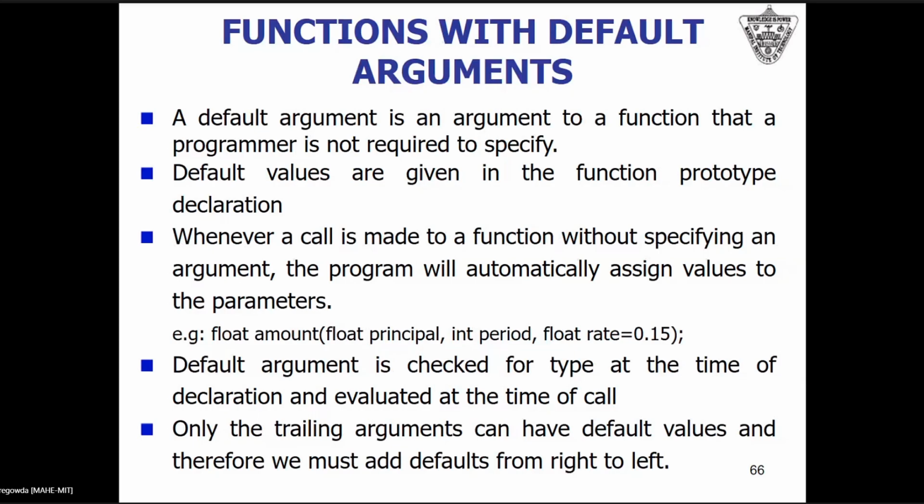These default argument values are supposed to be specified within the function prototype. You need to specify which values you are going to make the default. They are supposed to be specified in the function prototype declaration. So whenever you make a call to a function without specifying an argument, the compiler automatically assigns these values to the parameter.